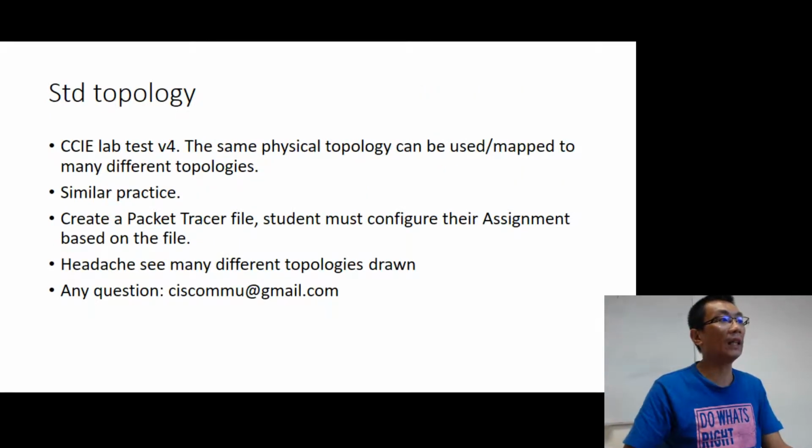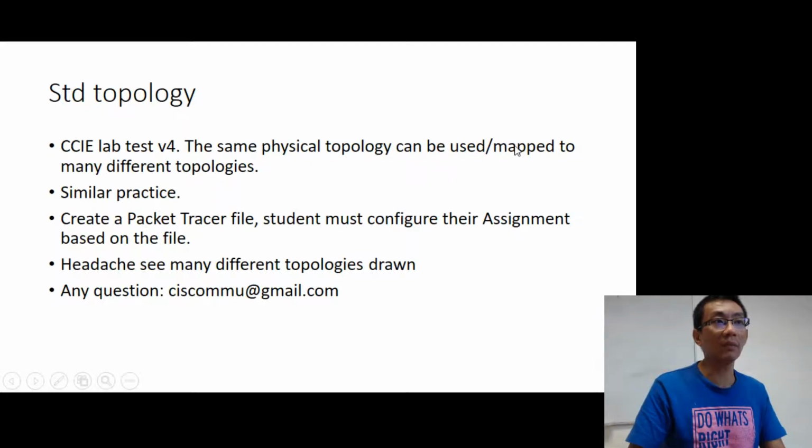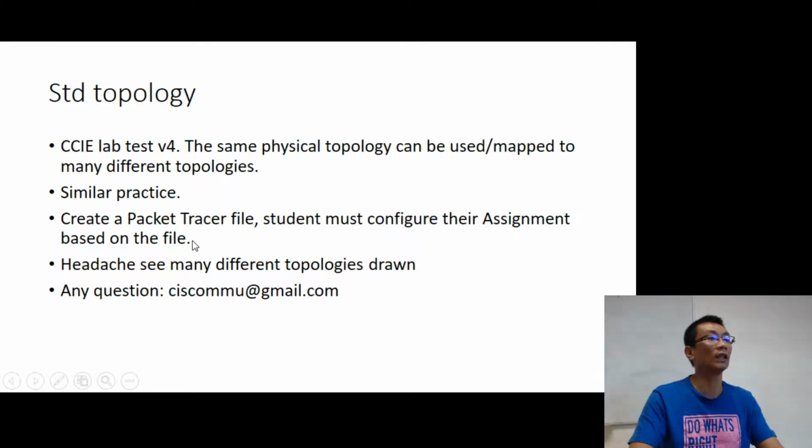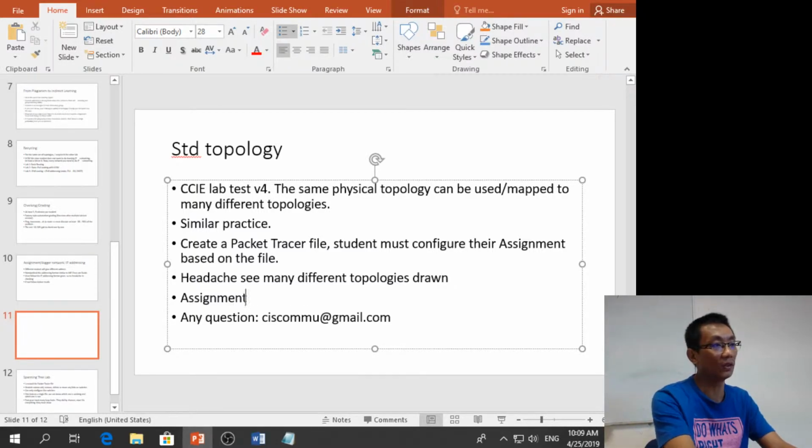Then there's this standard topology which I explained in some of the assignments. You have the same topology that can be used to map to many different topologies, so it's similar to lab practice. We just create a Packet Tracer file. Students must configure the assignment based on this file, because previously we saw a lot of topologies drawn, a lot of headaches. So we have a standard topology. This video you can find in the assignment file, in the assignment video. You can see how the assignment is graded.